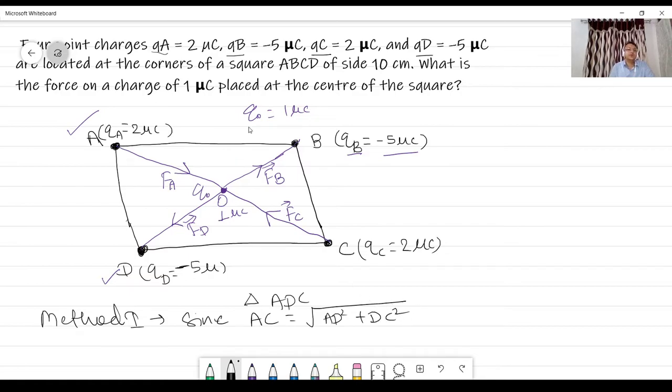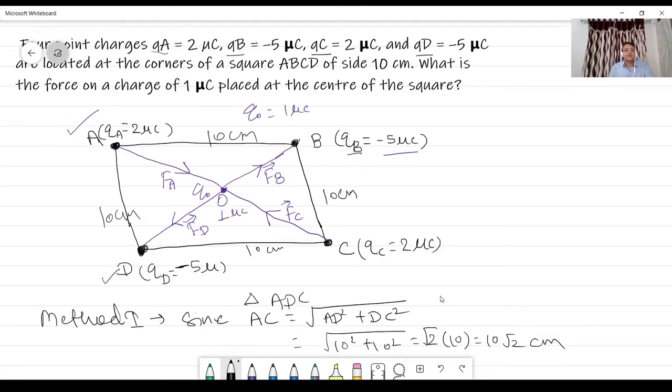And now it is very important, it is given in the question that each side of the square is 10 centimeter. So I can write here 10 square plus 10 square, and we'll find it is equal to root 2 into 10. So I can write 10 root 2 centimeter. So this is the first observation.